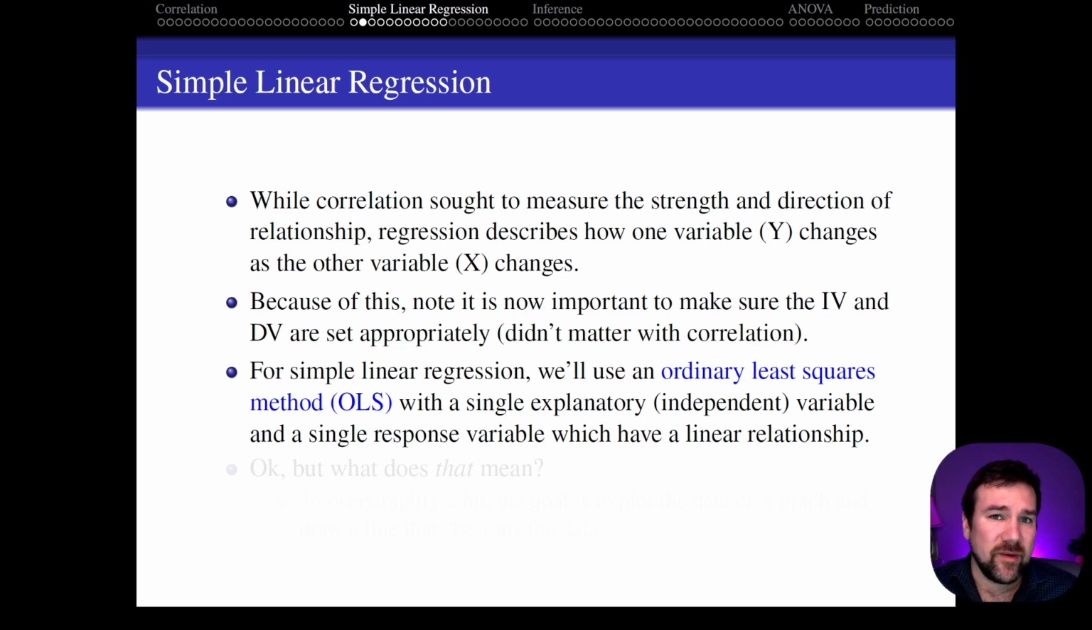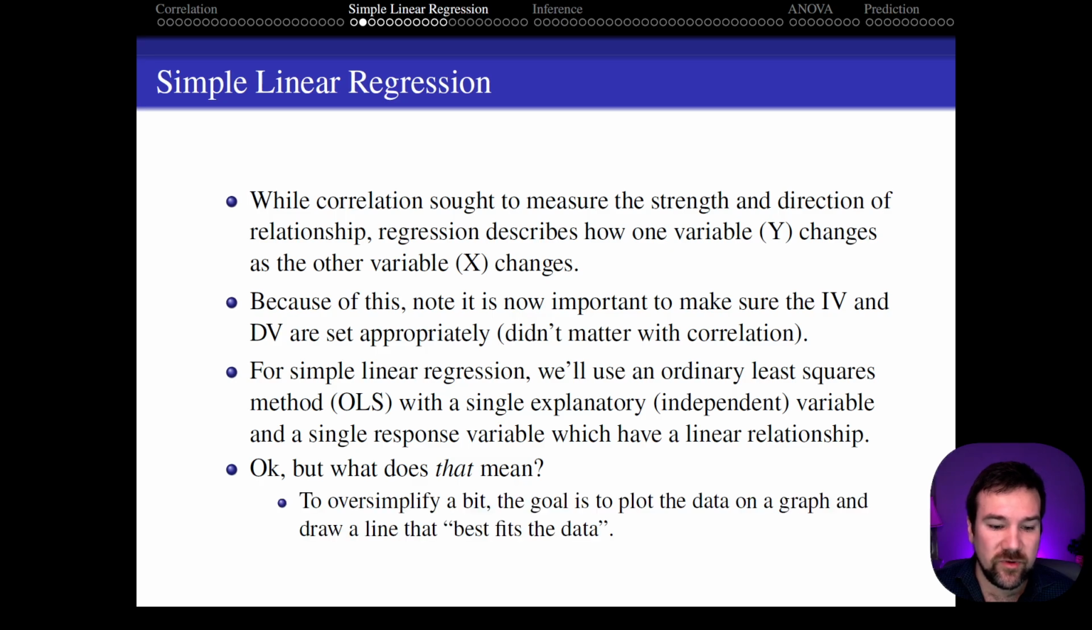And we'll talk about it, but essentially what that means is we use the sum of squares as a measure of variability that we're trying to deal with. So when we think about what this means, the goal is to put data on a graph and draw a line that best fits it. So a line, linear, single explanatory variable. So it's just a two-dimensional graph, one X, one Y. And then best fits the data.